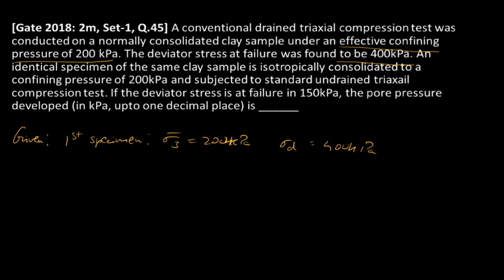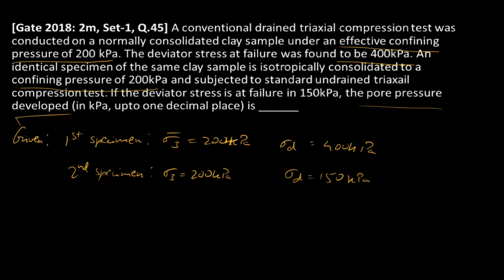An identical specimen of the same clay sample, so it is sample 2, is consolidated to a confining pressure of 200 kilopascal. So for the second specimen, they have given the confining pressure as 200 kilopascal, and it is subjected to a standard undrained triaxial compression test. The deviator stress at failure is 150 kilopascal, and they have asked us to find out the pore pressure developed.